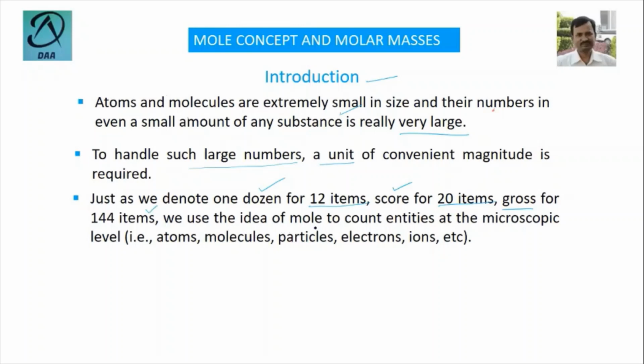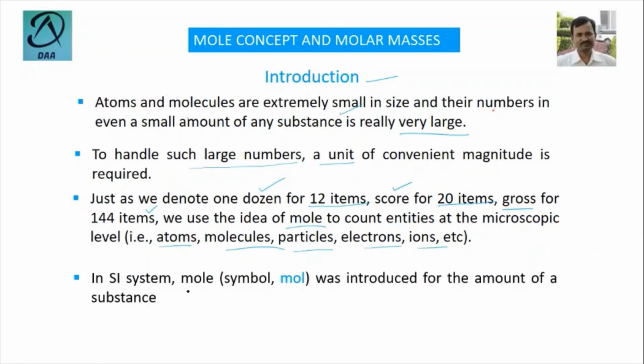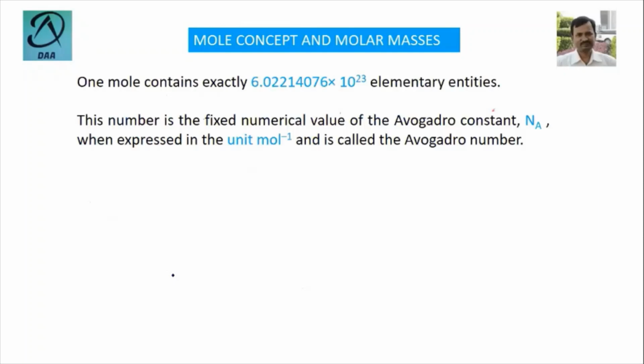And we use the idea of the mole to count entities at the microscopic level: atoms, molecules, particles, electrons, ions, etc. In the SI system, the mole, which is denoted by the symbol mol, was introduced for the amount of a substance. 1 mole contains exactly 6.02214076 multiplied by 10 to the power 23 elementary entities.